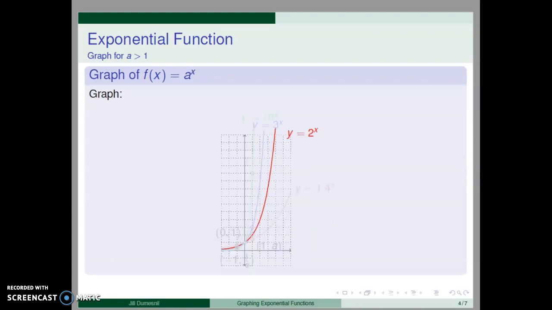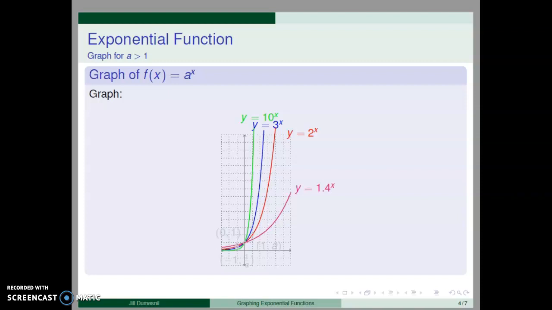In general, the shape of f of x equal a to the x with a greater than 1 has this basic shape. We just plotted y equal 2 to the x. The graph of y equal 3 to the x is similar, except steeper for positive x values and flatter for negative values of x. Similarly, the graph of y equal 10 to the x is even steeper for positive x values and still flatter for negative x values.